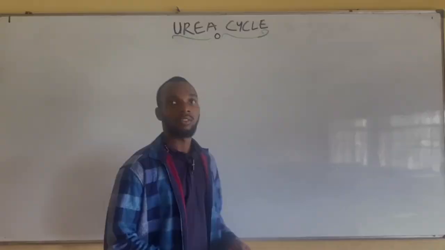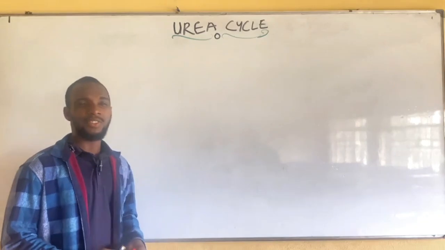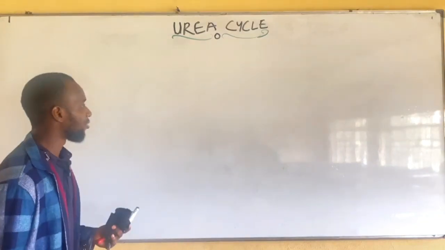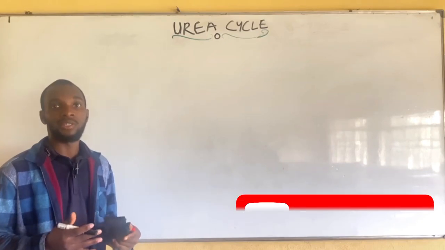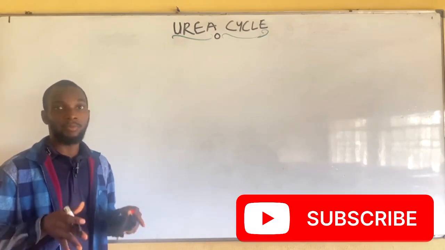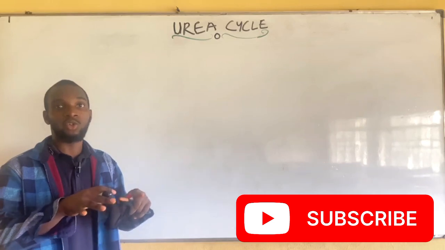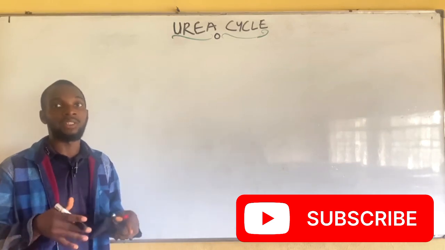Let's dive right in. The urea cycle. What is urea? So urea is the urine you excrete. The major component of the urine you excrete is actually urea. To be more specific, 90% of the nitrogen-containing components of urine is urea.